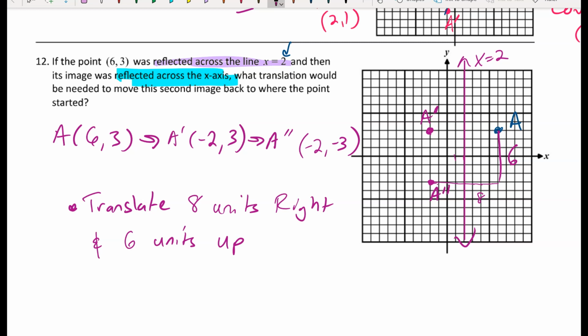So remember, a translation is just sliding a point across the plane. So this transformation would get me back from A double prime to my original pre-image.